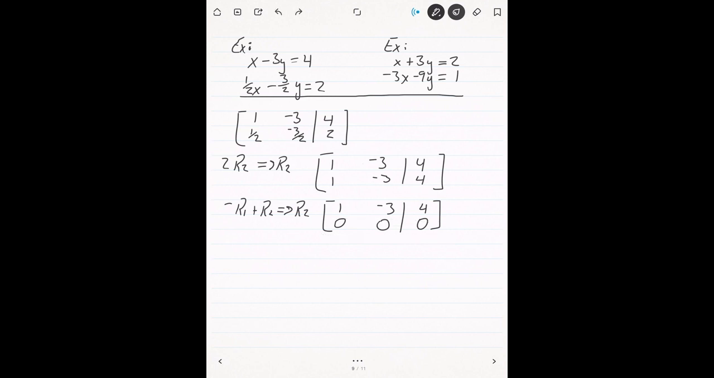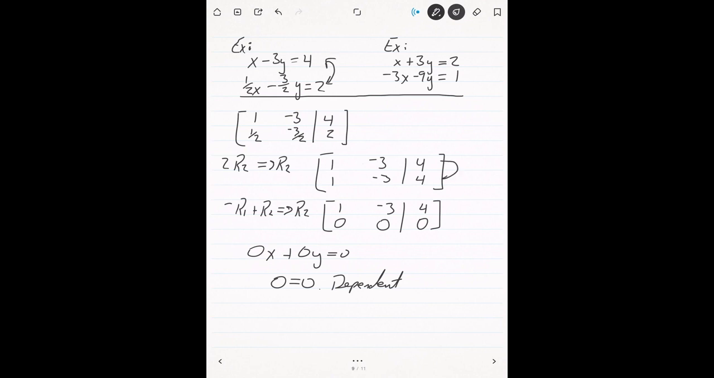So here's a situation that we come across. In a situation like this, the second row of this matrix really is the equation 0x plus 0y equals 0. Or, more simply, 0 equals 0. This is an identity. This is a true statement. This means that our system is dependent. It is a dependent system, meaning these two equations right here are the exact same equation.